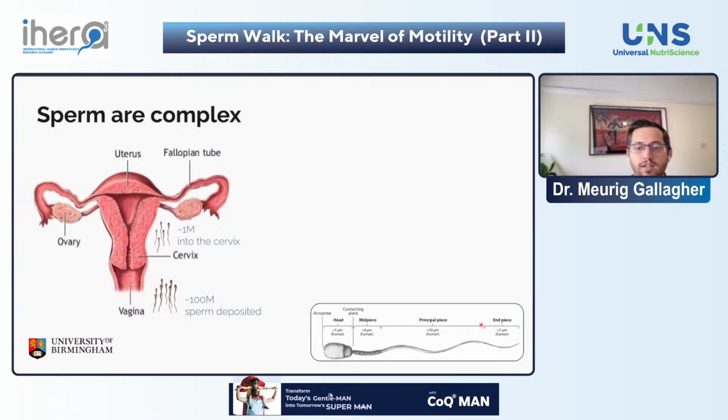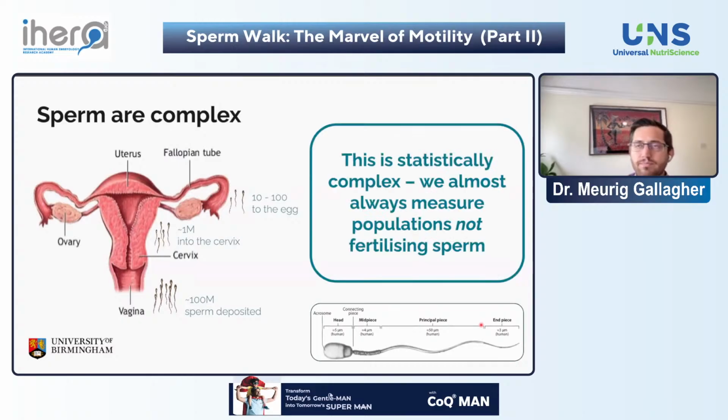So that's a giant selection mechanism in and of itself. And then by the time we get to the egg, we're only down at 10, maybe 100 sperm. So just thinking about the numbers, it's a really statistically complex problem.